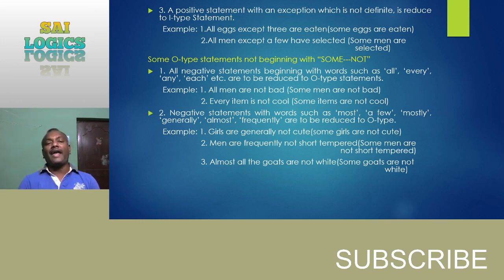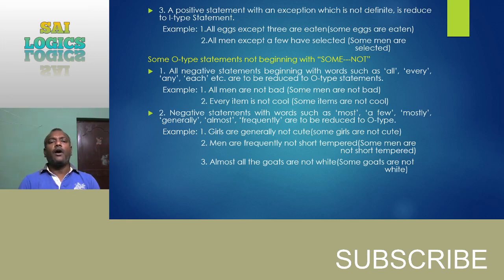Example, all eggs except 3 are eaten. All eggs. Though it appears to be a definite statement, since it is having some exception, we can say that it is not a definite statement. So condition says positive statement. Yes, the given example is a positive one, and it is having a clear-cut exception. So then we can reduce it to some. We have to remove all and except. We can write like this: some eggs are eaten.